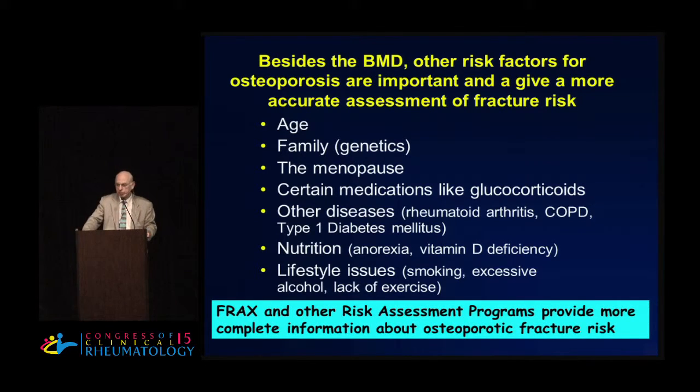It does make the point that there are other clinical risk factors besides the T-score that factor into our discussion of fracture risk. And this is the list that has been identified by FRAX and most other risk assessment tools to help us give more information about fracture risk than we can get by the bone density alone.